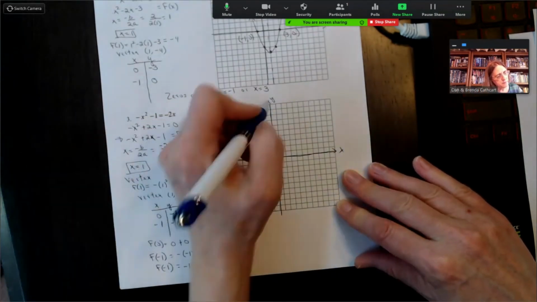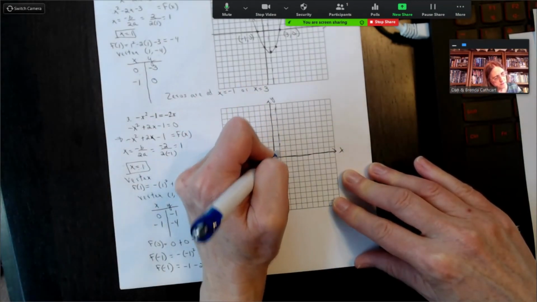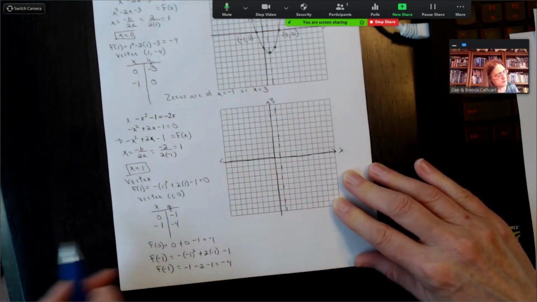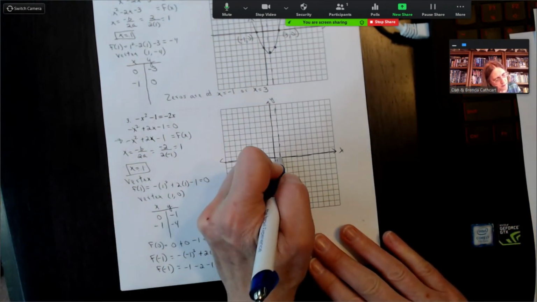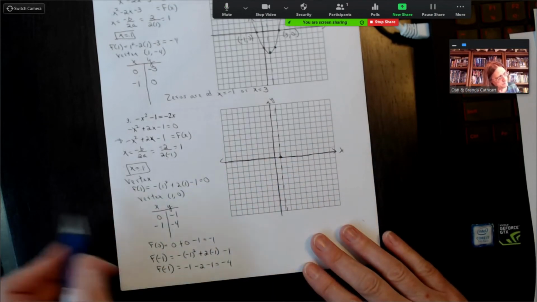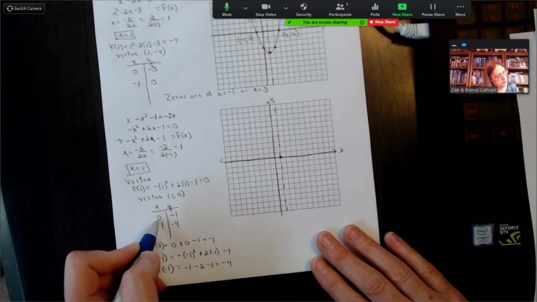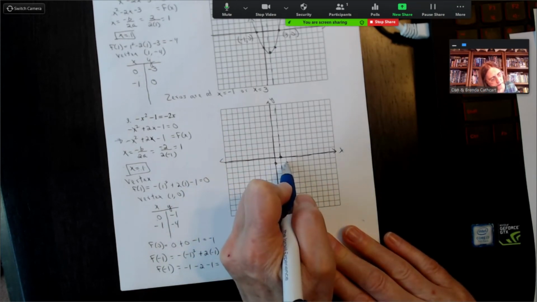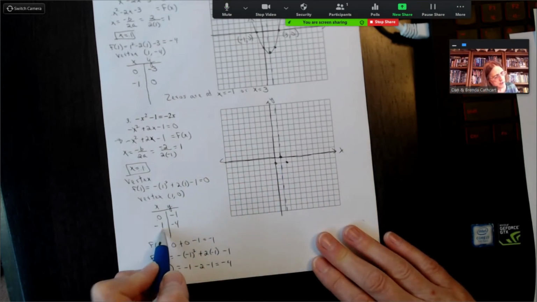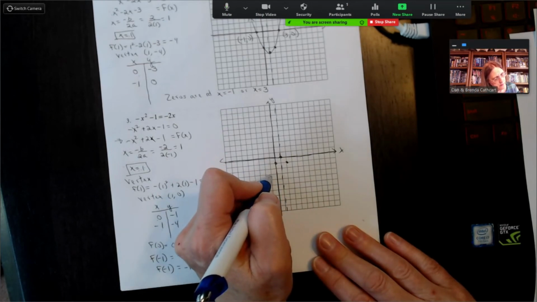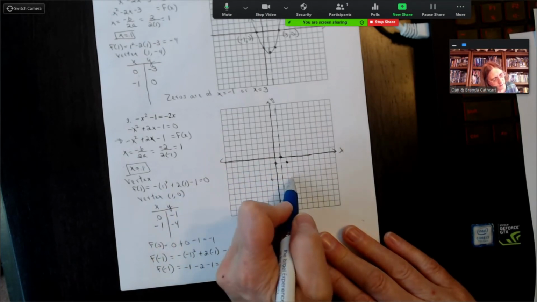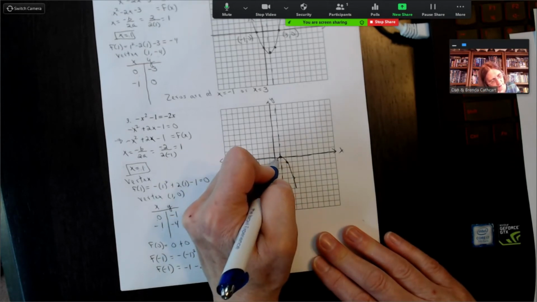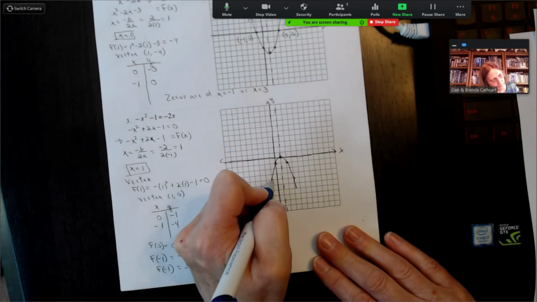Start with our line of symmetry, a dotted line at x equals 1. We're just going to use a scale of 1 in this case, and our vertex at 1, 0. Graphing our additional points, 0, negative 1, and reflecting it over the line of symmetry. Negative 1, negative 4. And again, reflecting it over the line of symmetry. We have this parabola that opens downward.